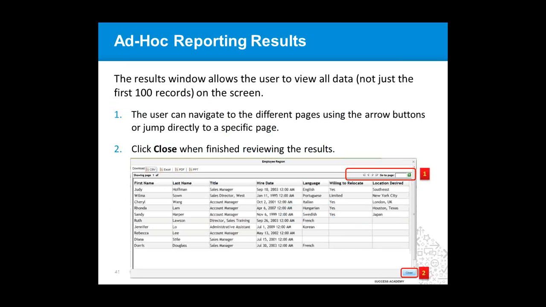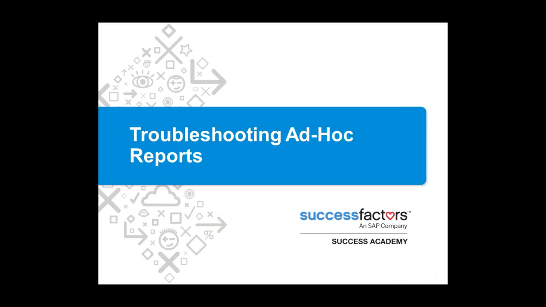If you want to go to a specific page, you can do that just by entering the page number in the go to page column, which is highlighted. If you want to close, you can close, and then you can also export it to CSV format, Excel format, a PPT, or a PDF as well.